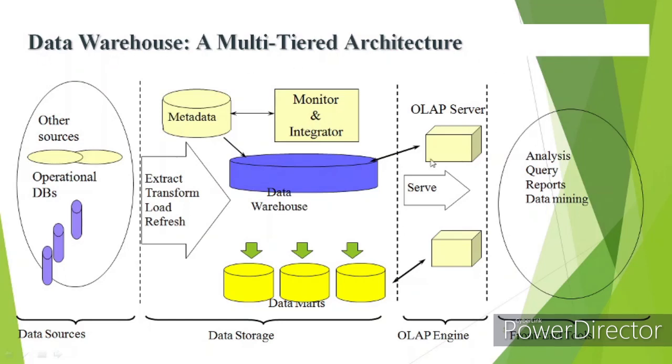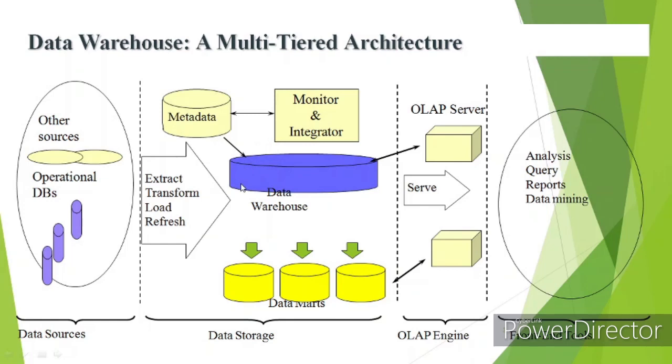This architecture can also be called the three-tier architecture. The first tier or base of the architecture of data warehouse is data sources. Data sources can present the data in online format, and there are multiple operational databases. Then the next tier is data storage. In data storage there is metadata, and you can extract the information from metadata and monitor and integrate the information.